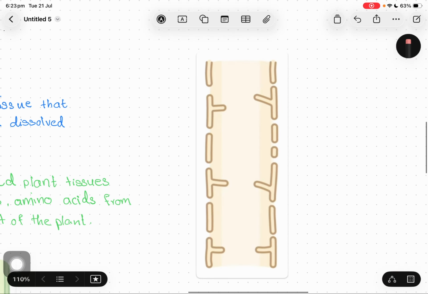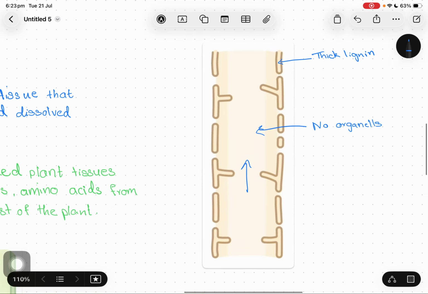So this is a xylem tissue we can see here. So what are the adaptations of the xylem tissue? There are many adaptations. Firstly, they have thick lignin on their walls, which waterproofs it and supports the plant. Then we can see there are no organelles or any cytoplasm, to make space for the water to go, and it travels in one direction, which is from the roots to the leaves or to the top.